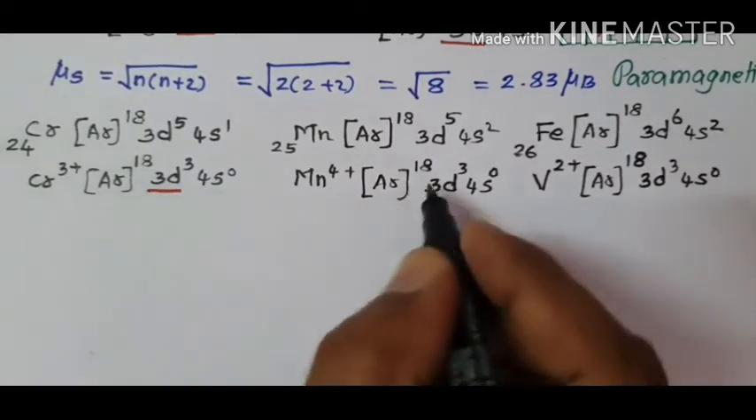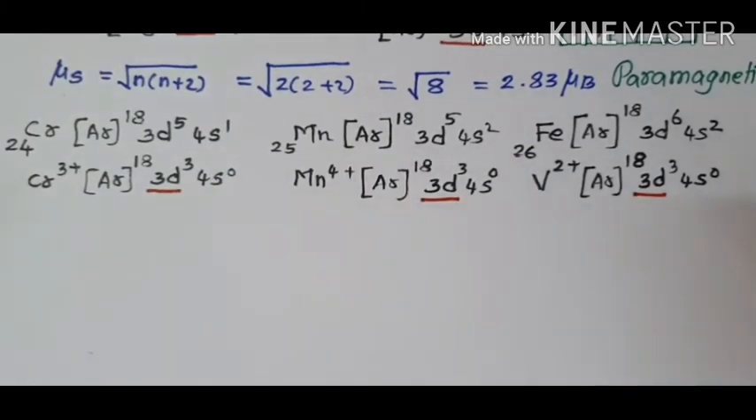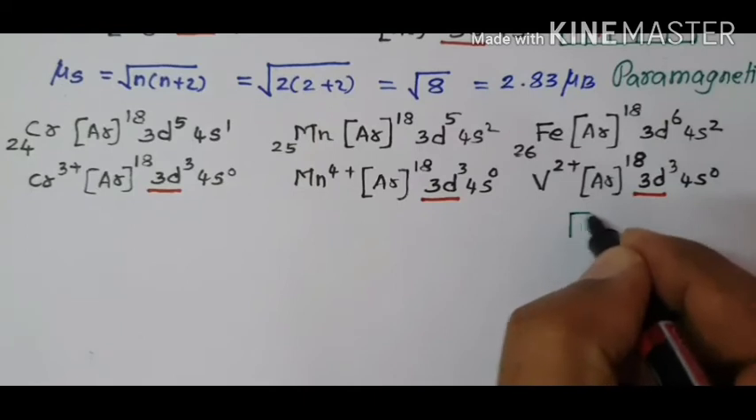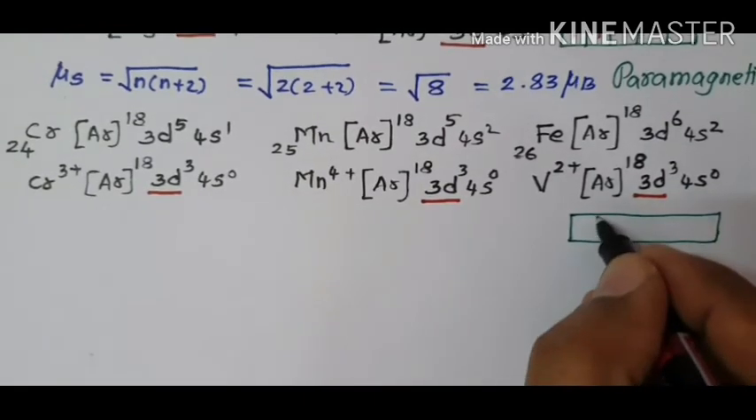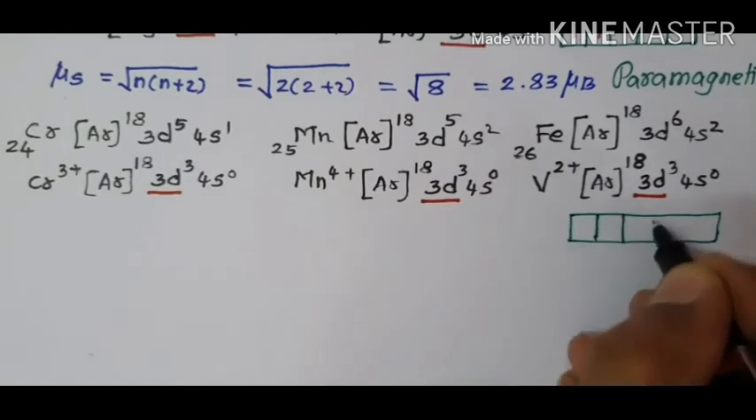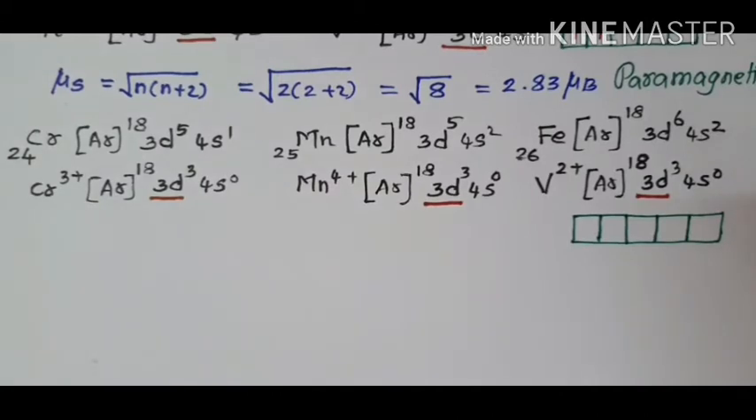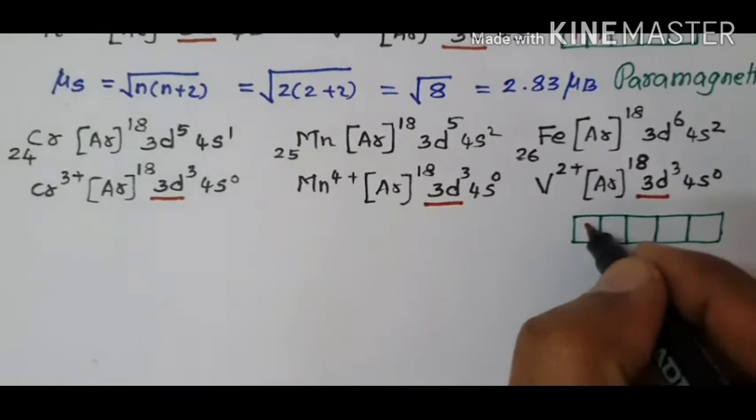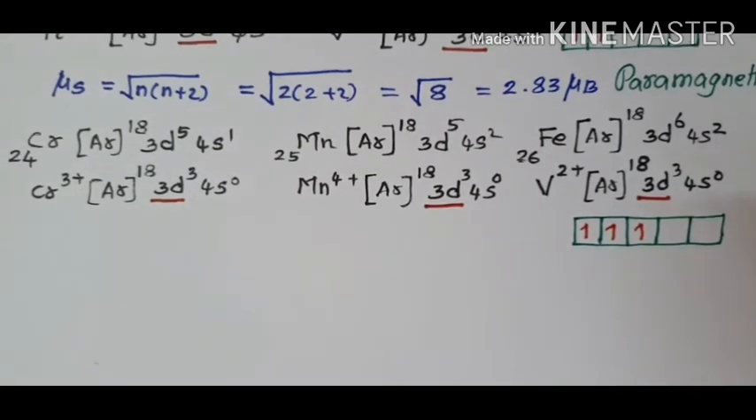Cr3 plus, Mn4 plus and vanadium 2 plus: the d orbital contains how many electrons? 3 electrons. Fill the 3 electrons in the d orbital, 5 orientations: xy, yz, zx, x squared minus y squared, z squared. According to Hund's rule, we have to fill the electrons. We have 3 electrons in the d orbital: 1, 2, 3.